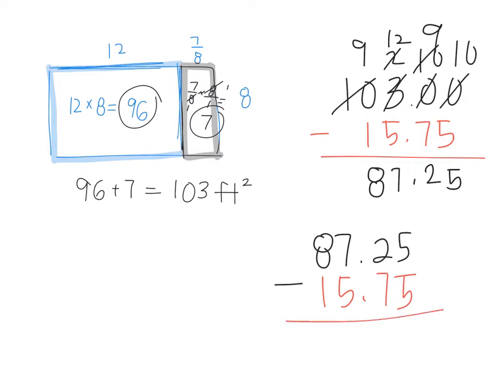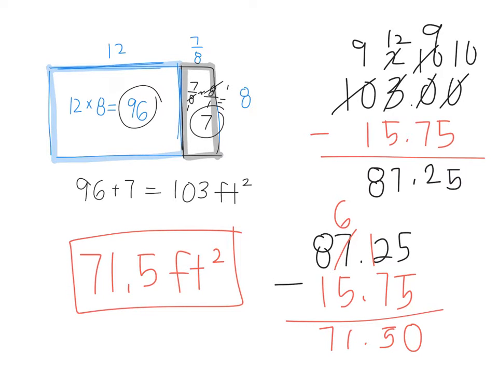15.75. Okay, what's 5 minus 5? 0. What's 2 minus 7? Negative 5, so we need to regroup. Very good. So I have 12 minus 7 now, which is 5. 6 minus 5? 1. 8 minus 1? 7. So what's my answer? 71.5 square feet. Very good, because we're talking about area.